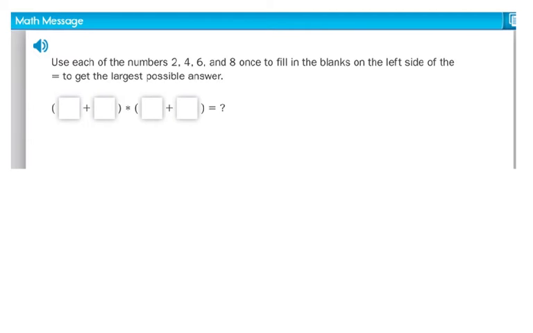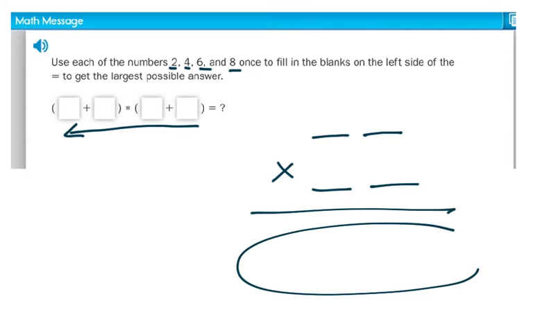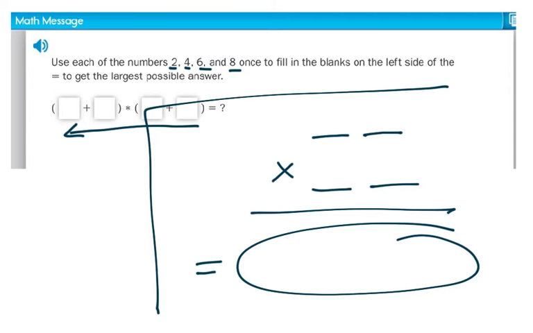It says use each of the numbers 2, 4, 6, and 8 once to fill in the blanks on the left side of the equals on this side to get the largest possible answer. In other words, what 2 numbers could I multiply together to get the largest possible answer? Go ahead and fill out your whiteboard this way. Don't solve it yet, but what would you put in place of these 4 lines? Go ahead and write it. Pause your video.